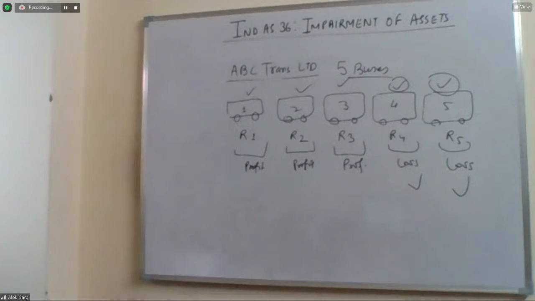Ambika is saying, sir, all 5 are one CGU because the license is common, so impairment loss is required to be checked for the group. How many of you second Ambika? How many of you are with Ambika?